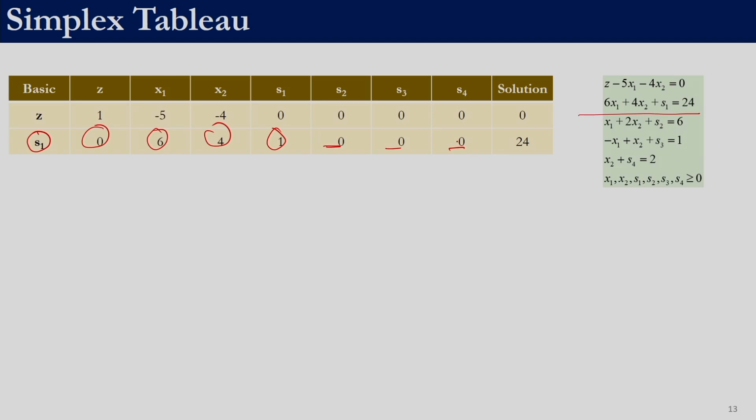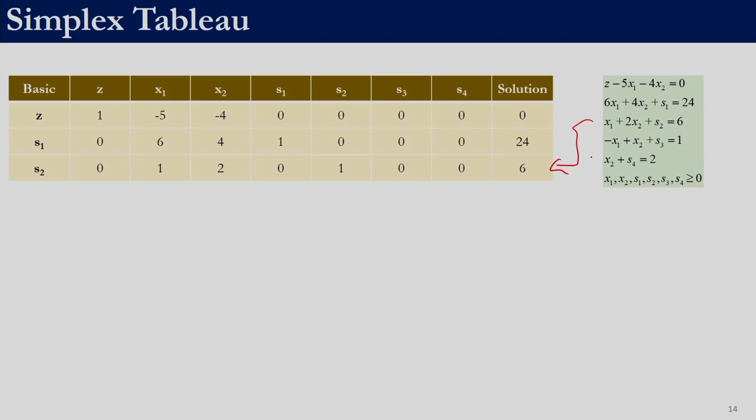So, we have zeros over there, and this right hand side is 24. So, the second row is for this equation. Here the basic variable is s2, so we write s2 over here. The coefficient of s1 is 0, the coefficient of s2 is 1, s3 and s4 are not involved, the right hand side is 6, and the coefficients of x1 and x2 are 1 and 2 respectively.